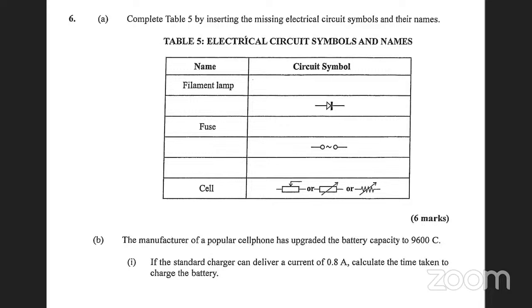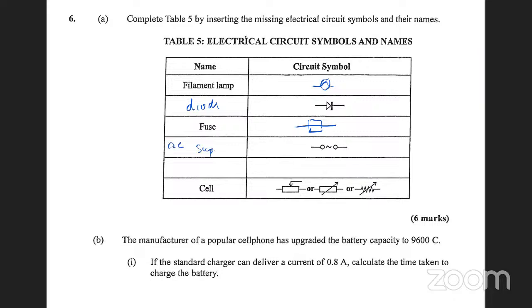All right, first one, filament lamp. Filament lamp looks like that, right? What is that called? Semiconductor diode. The fuse looks like this. All right, that's the fuse. What's the next one?